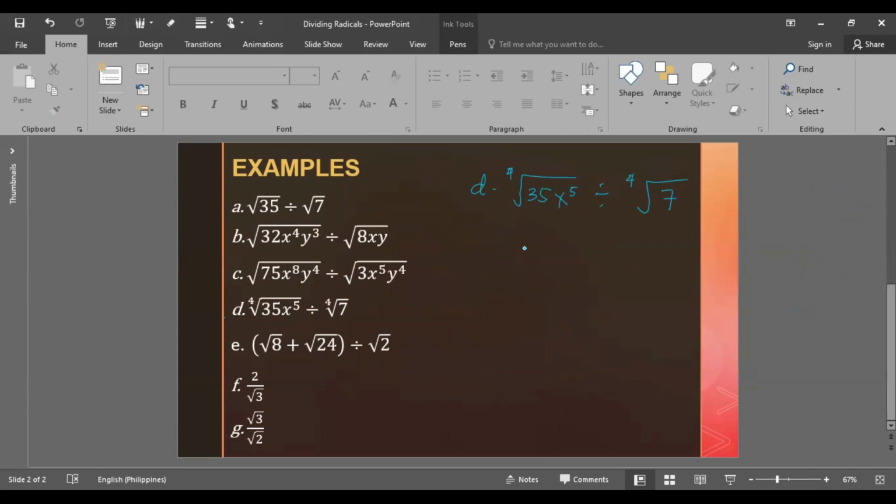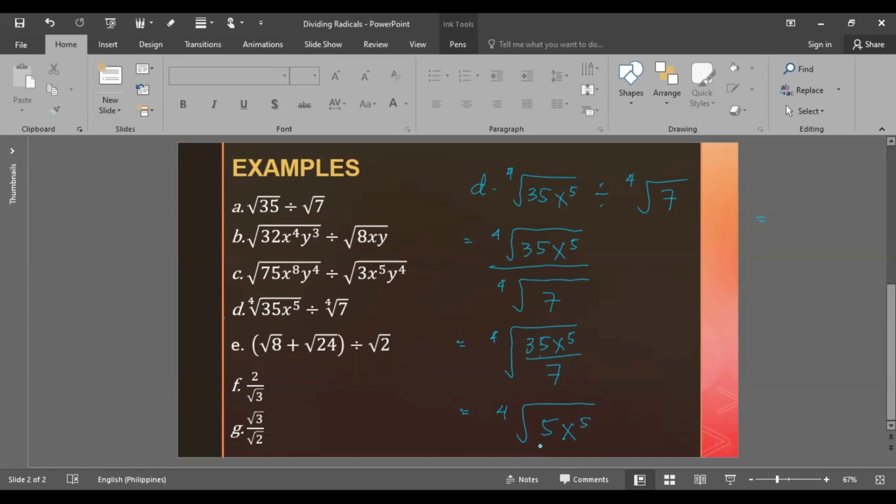Let's come now to the fourth example. The fourth root of 35x raised to 5 divided by the fourth root of 7. So write the expression in this way. Then combine the radicands. Mag-isahin sa iisang radical sign. Then simplify the radicand. 35 divided by 7 is 5. And x raised to 5, mag-isa lang naman siya. Wala namang ibang variable na pwedeng i-combine sa kanya. So just copy x raised to 5.